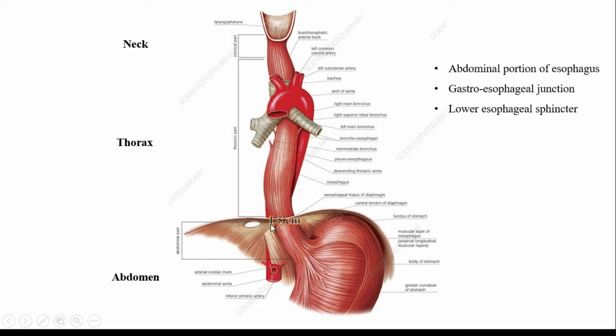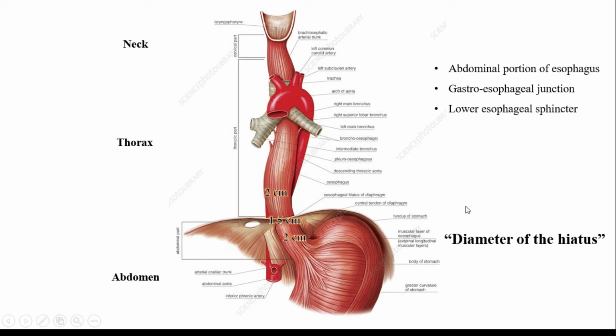This diameter is about 1.5 centimeter in normal condition, and the diameter of the thoracic part and the abdominal part is about 2 centimeter. So the 2 centimeter esophagus cannot pass through the 1.5 centimeter hiatus. They have a larger diameter than the hiatus. So this is one of the most important factors, that is the diameter of the hiatus.